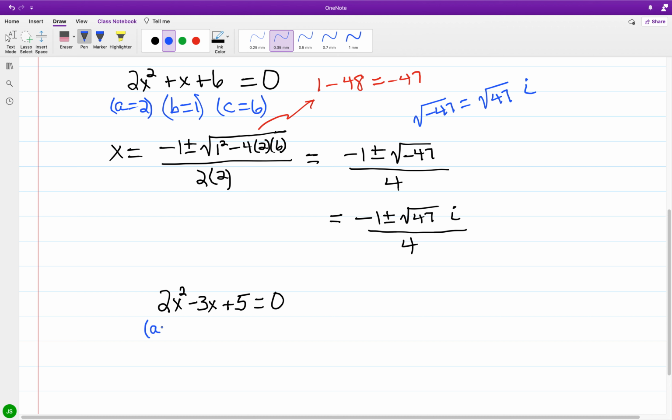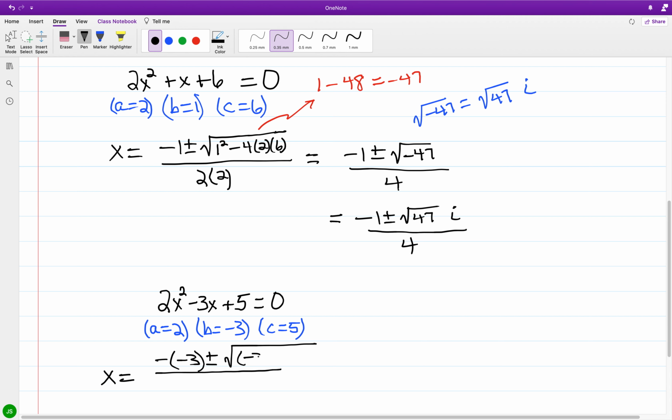So again, reapplying the quadratic formula, the coefficients a, b, and c will be respectively 2, negative 3, and 5. Setting it up in accordance with the quadratic formula, we have negative b, which is the opposite sign of negative 3, plus or minus the square root of the square of negative 3 minus 4ac, so minus 4 times 2 times 5, and you have all over 2a, which will be 2 times 2.